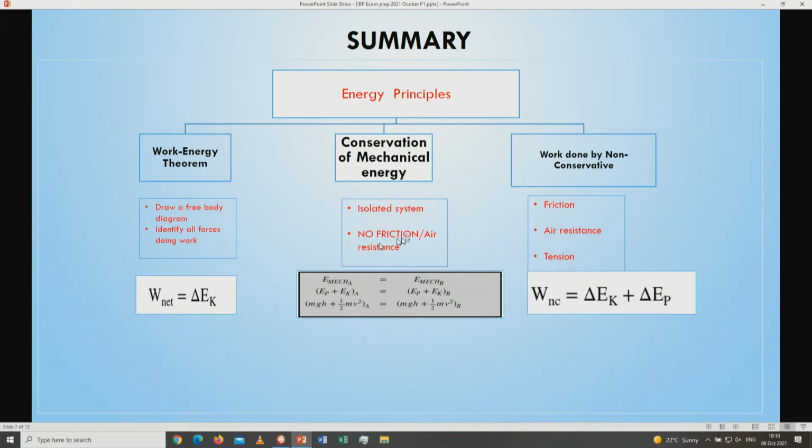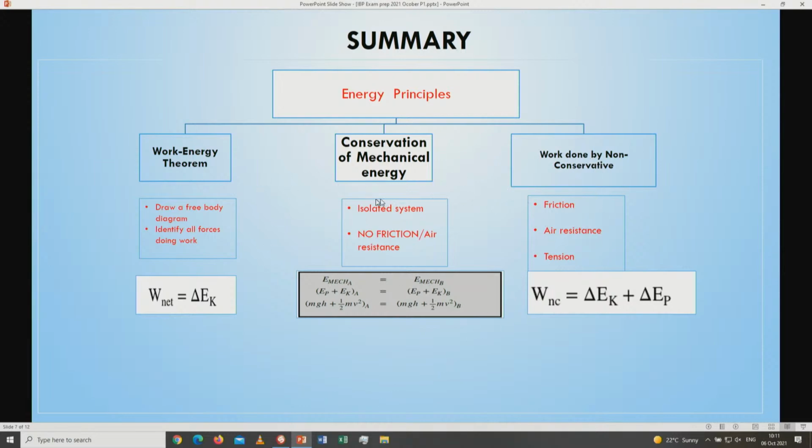Once the system is not isolated, then it means conservation of mechanical energy will also not work. Now we move to work done by non-conservative force. So I am looking for key things. Key things will be I have friction, I have air resistance, I also have tension. So once in the question that is given to me, if friction is there, if air resistance is there, if tension is there, definitely I am going to apply work done by non-conservative force.